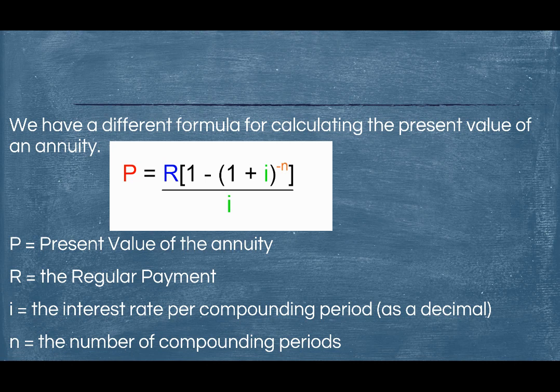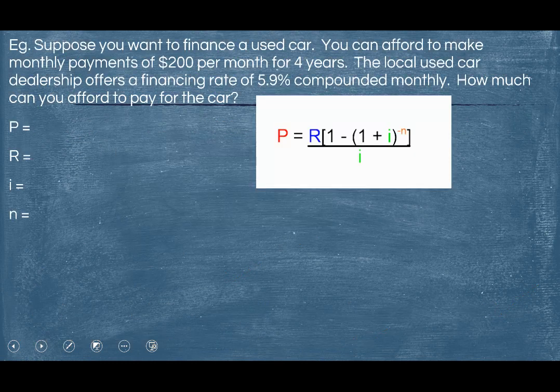So now we have a different formula for calculating the present value of an annuity. You'll notice the negative exponent in there, and there are a few other changes. P equals R, bracket 1 minus bracket 1 plus i, bracket to the power of negative n, over i. But you'll see the things still mean the same thing. P is what we want to figure out. R is the regular payment that you can afford. i is the interest rate per compounding period as a decimal, and n is the total number of compounding periods. So in that sense, it's the same stuff.